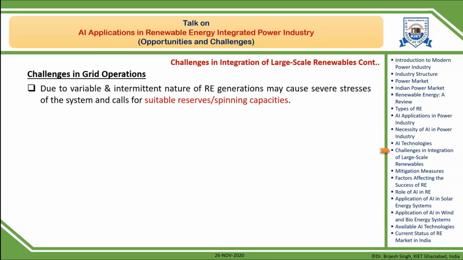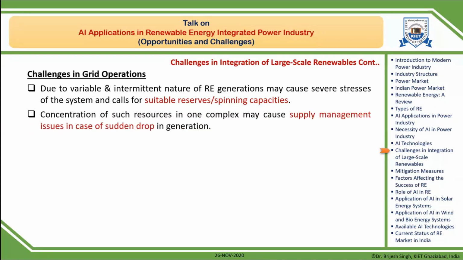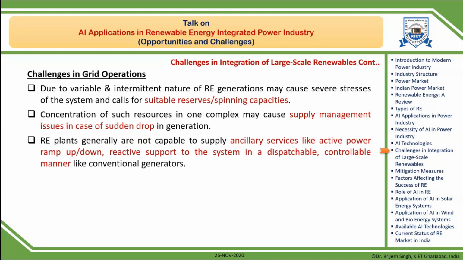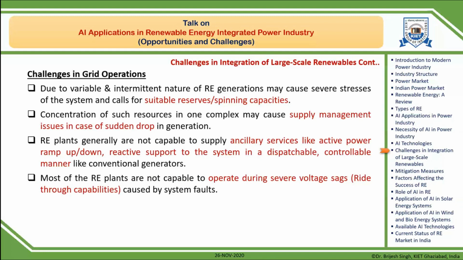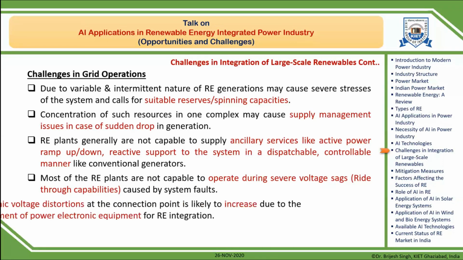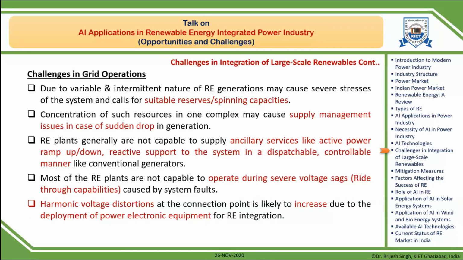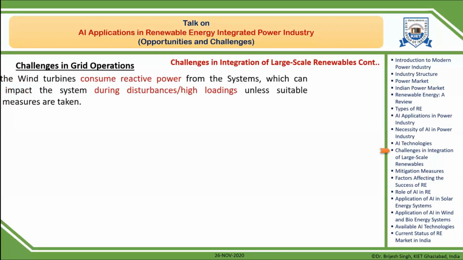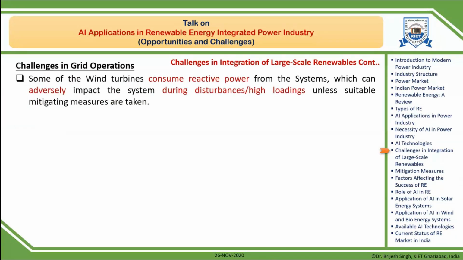Similarly, if we talk about the challenges with grid operation, as I already said, how to utilize the reserves, spinning reserves, and if a sudden drop happens in the renewable energy, how we can manage the situation. Similarly, how we can manage ancillary services like active and reactive power support for the system. Second, RE has a major issue that during fault conditions it is not supporting the system, it is just disconnecting from the system. So how can we manage the ride-through problem, and how can we improve the ride-through capabilities of renewable energy? Harmonics is a major challenge. At the point of common coupling, where you are connecting your renewable energy, harmonics is a major issue. So these are some technical issues associated with grid operation.